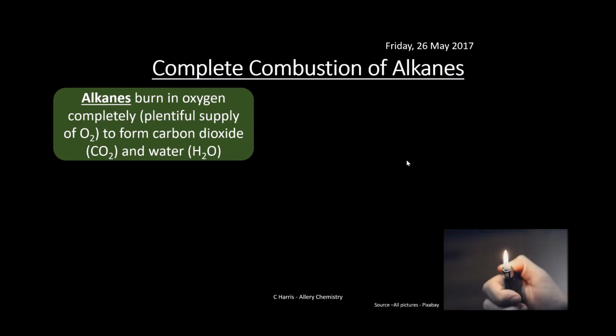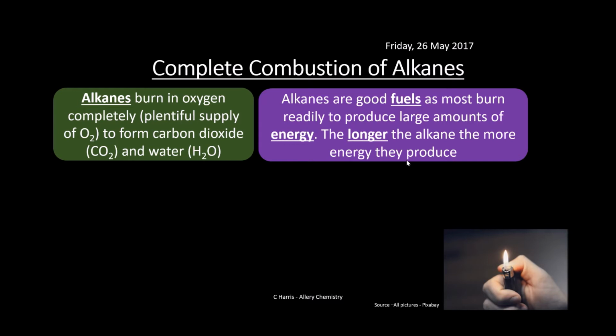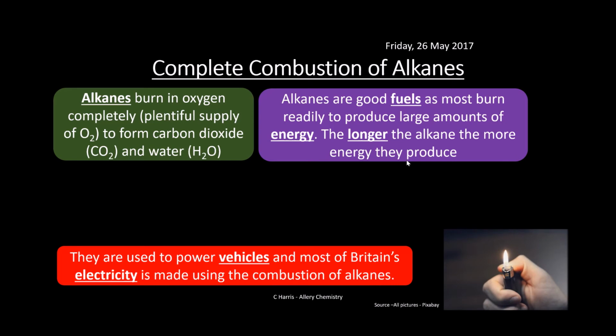Okay, so let's look at the combustion of alkanes, because obviously we can use them as fuels. Alkanes burn in oxygen completely. That means a plentiful supply of oxygen, and they form carbon dioxide and water. And they're really good fuels. They burn readily to produce large amounts of energy. We use them all the time. And basically, the longer the alkane, the more energy they produce. So we've got loads of different uses. They're used to power vehicles, and for electricity, so things like oil and gas can be burned to generate electricity.